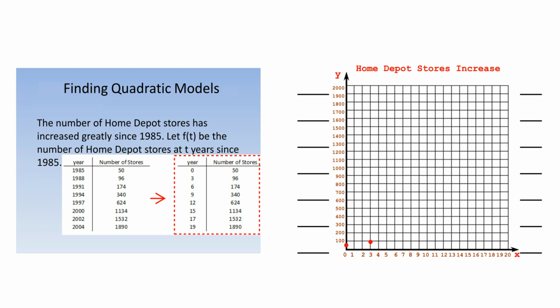There we go. 3 and 96, there is our next coordinate point. 6 and 174, there it is. 9 and 340, there's our next point. 12 and 624, there we go. Notice my values on my graph are very basic, just rough approximations. Be aware of that. Up next, we have 15 and 1,134, 17 and 1,532 for a y value, and finally 19 and 1,890.